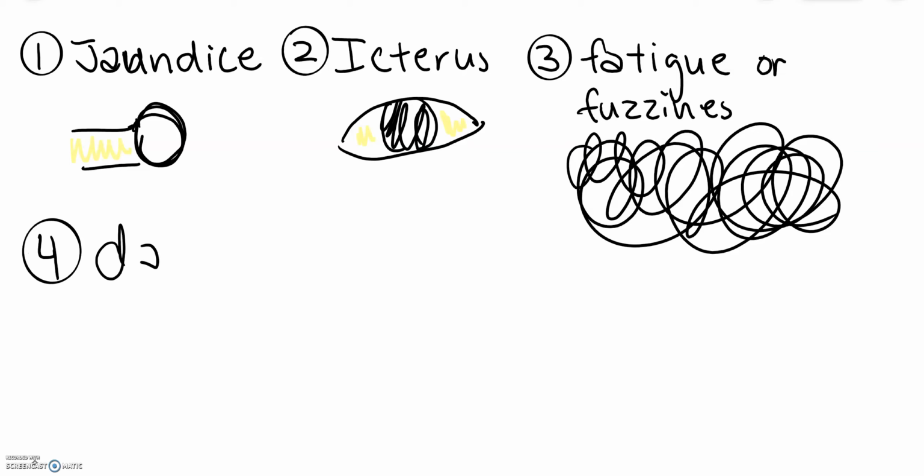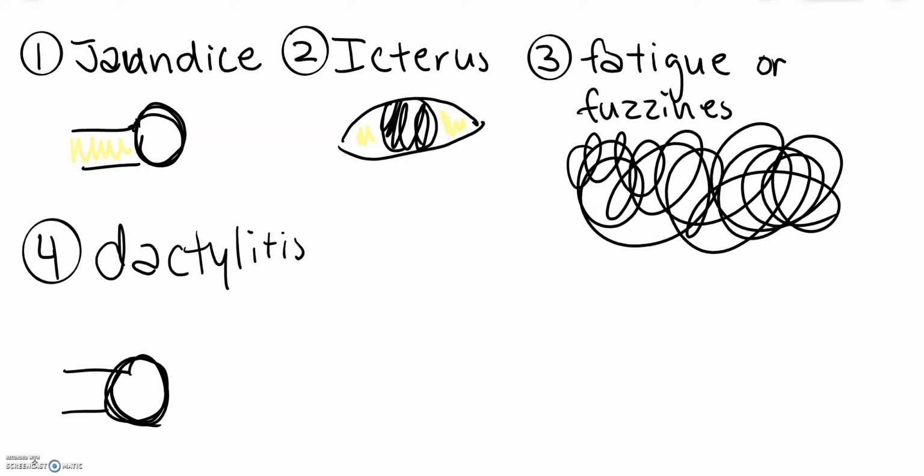And lastly, dactylitis, which is the painful swelling of hands and feet. So imagine this is normally what the hand looks like, and it swells up. And it's also very painful. Over time, sickle cell disease can lead to infections, stunted growth, and numerous occurrences of pain called pain crisis.